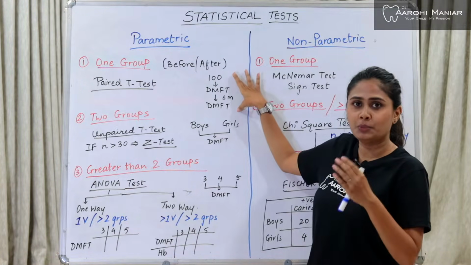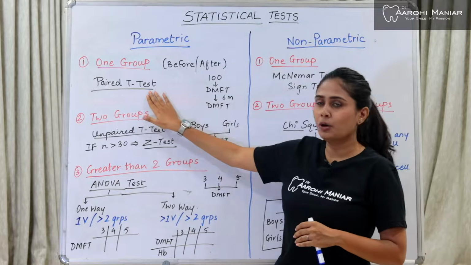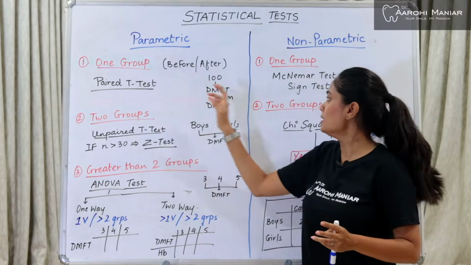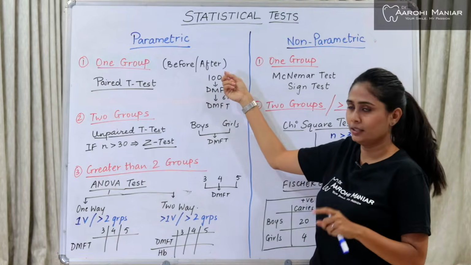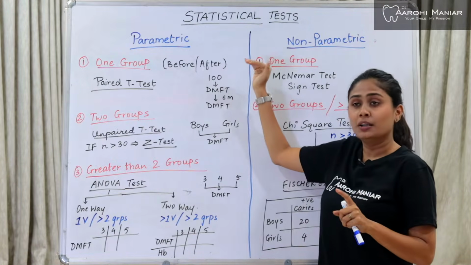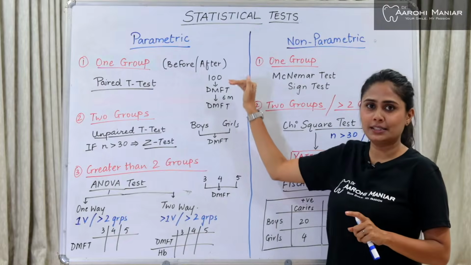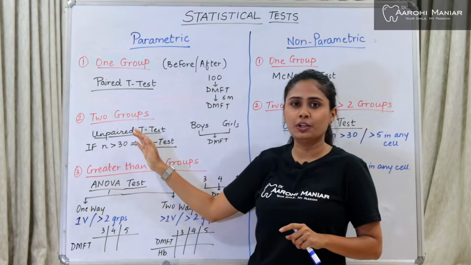So these kind of before-after situations we go about with our paired t-test, because the group is the same, the group of choice or the group of population is one, it is only one group, it is the same. On the same people we are performing this test. After that we are going to two groups.